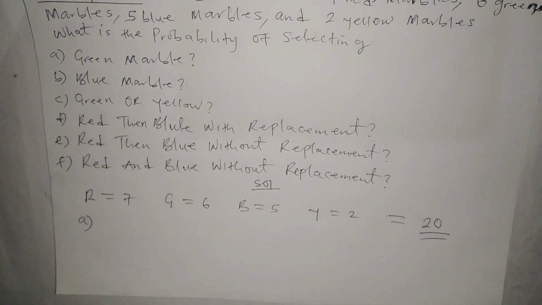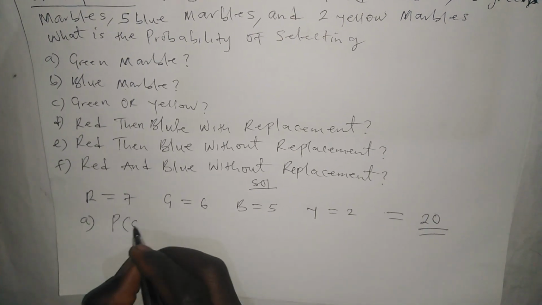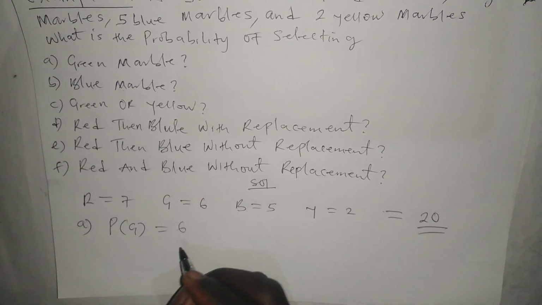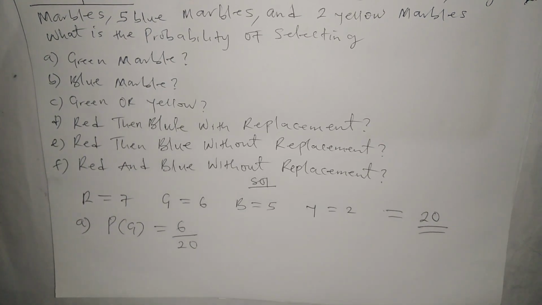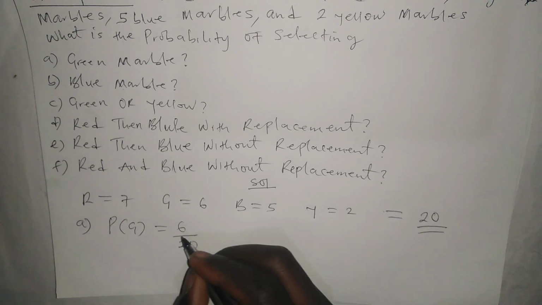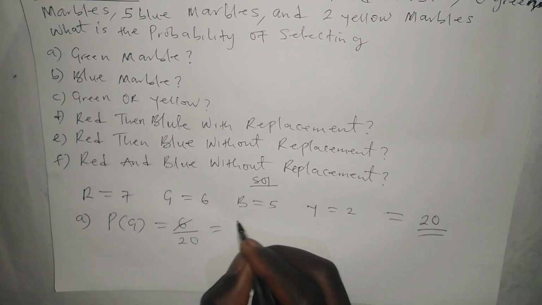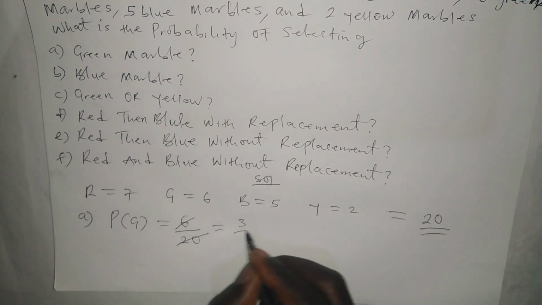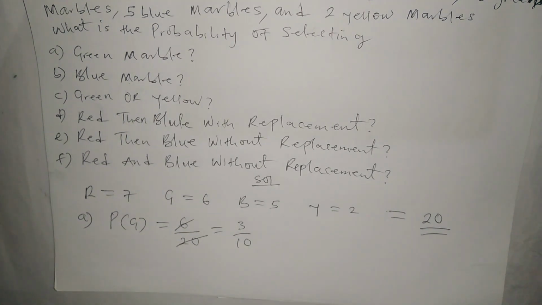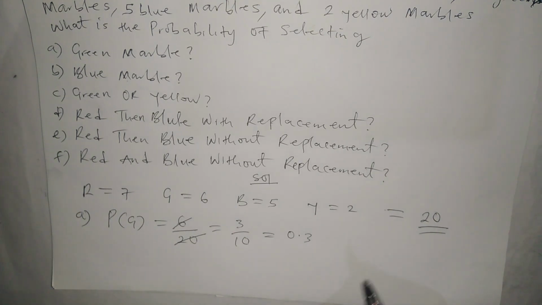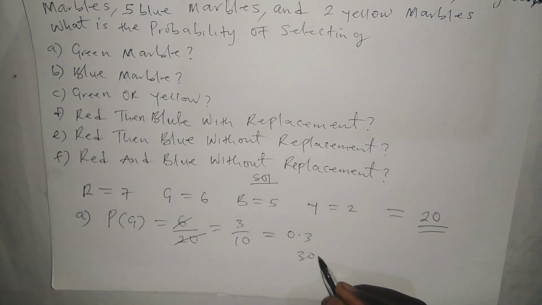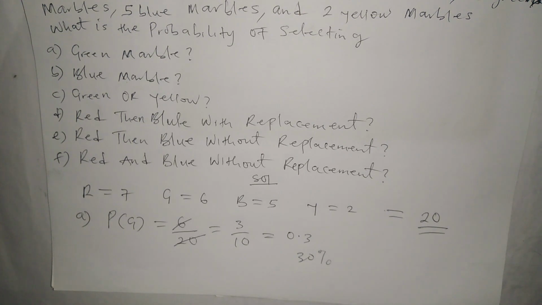Question A. It says, what is the probability of selecting a green marble? So the probability of selecting a green marble is equal to 6 green marbles divided by the total marbles in the jar, which is 20. Both the numerator and the denominator are divisible by 2. So 6 divided by 2 we have 3. 20 divided by 2 we have 10. So 3 divided by 10 we have 0.3. When you multiply this by 100 you have 30%. So there's a 30% chance of selecting a green marble from the jar.